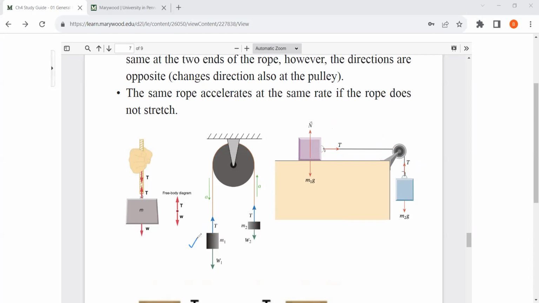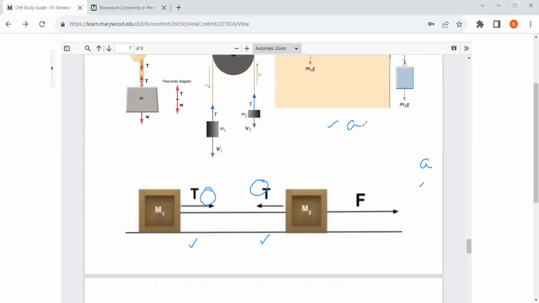For example, here we have two objects connected by a rope. If we have something like this, the magnitude of the acceleration will be the same for both objects. Here we have two objects, and the acceleration for this one and this one will be the same. The same thing for this one, where we also have two objects.